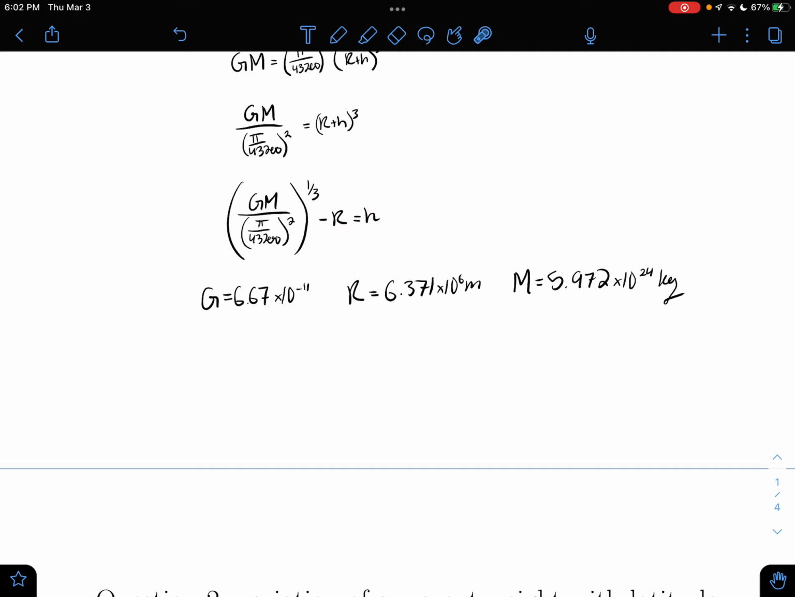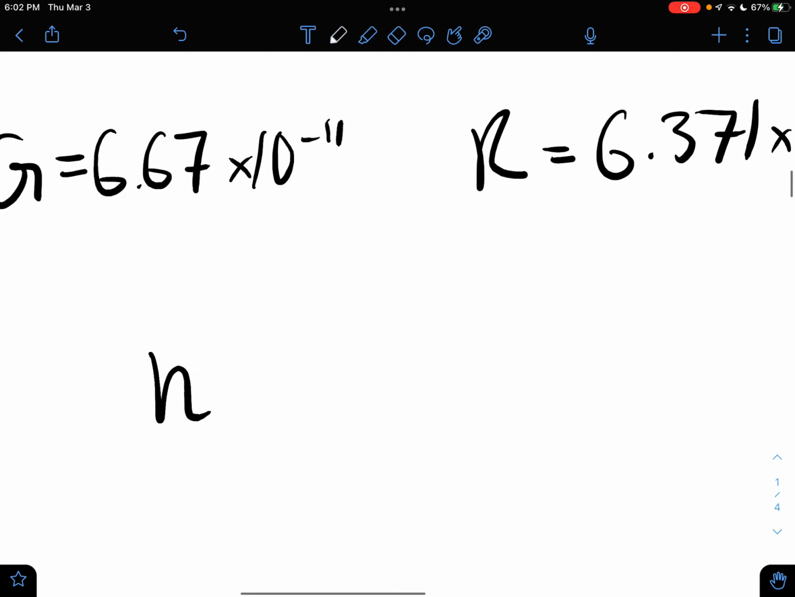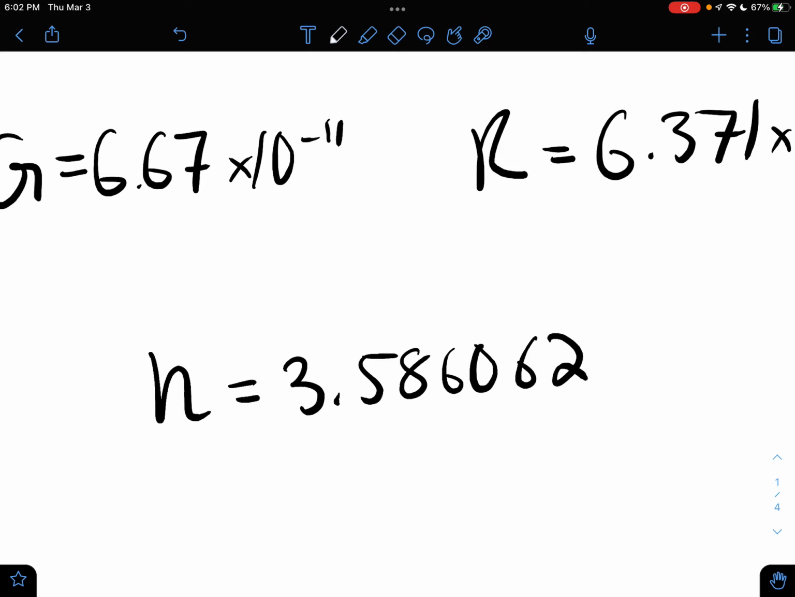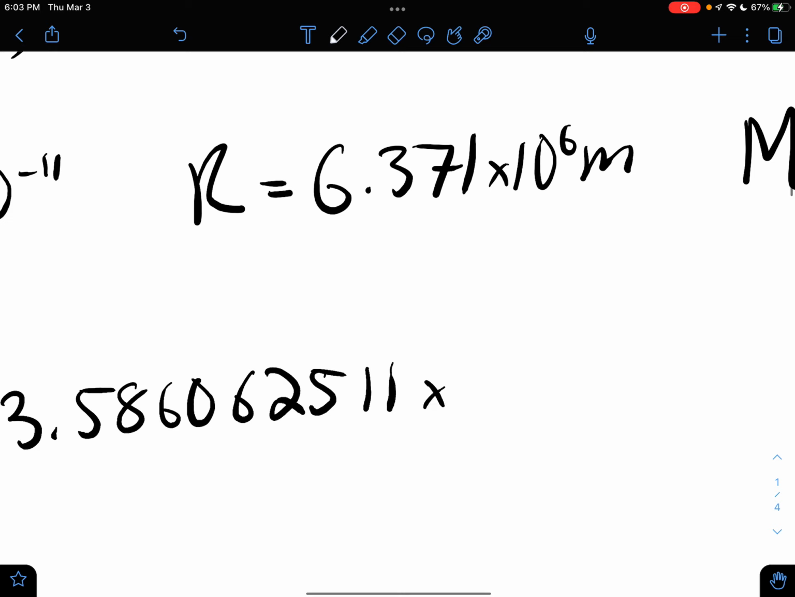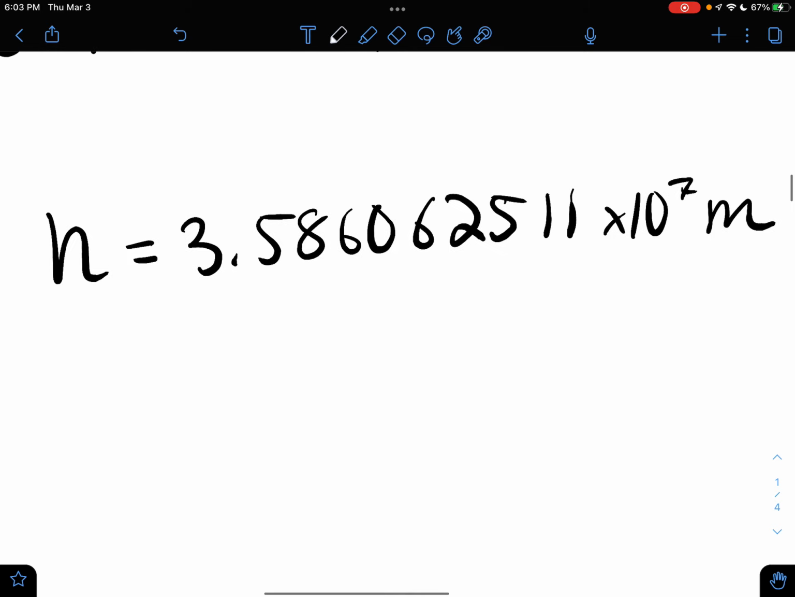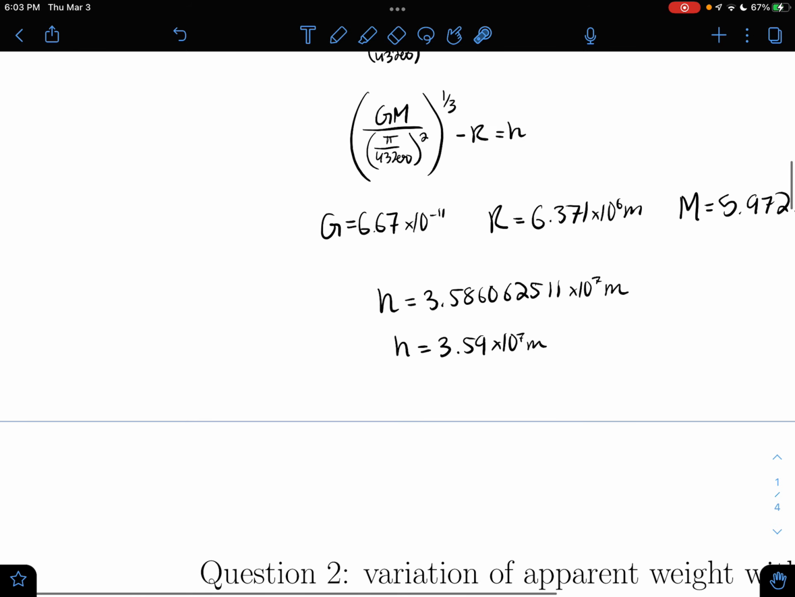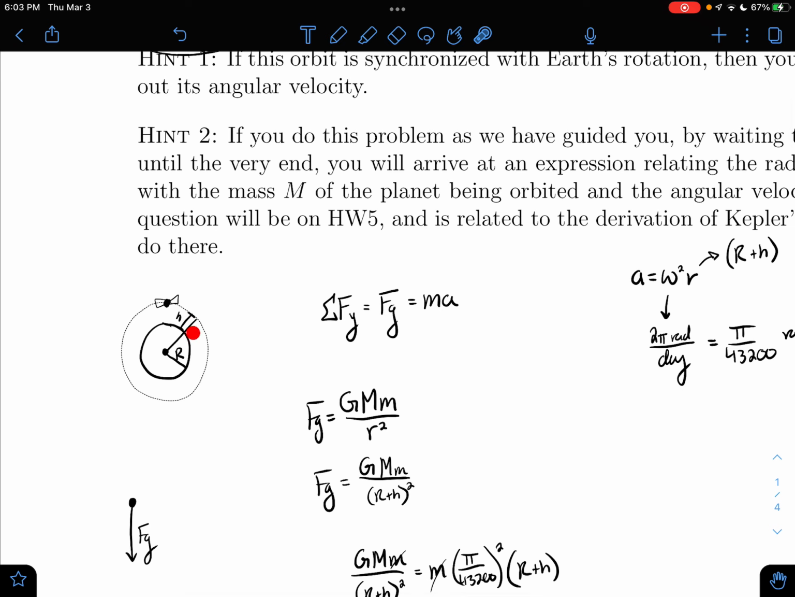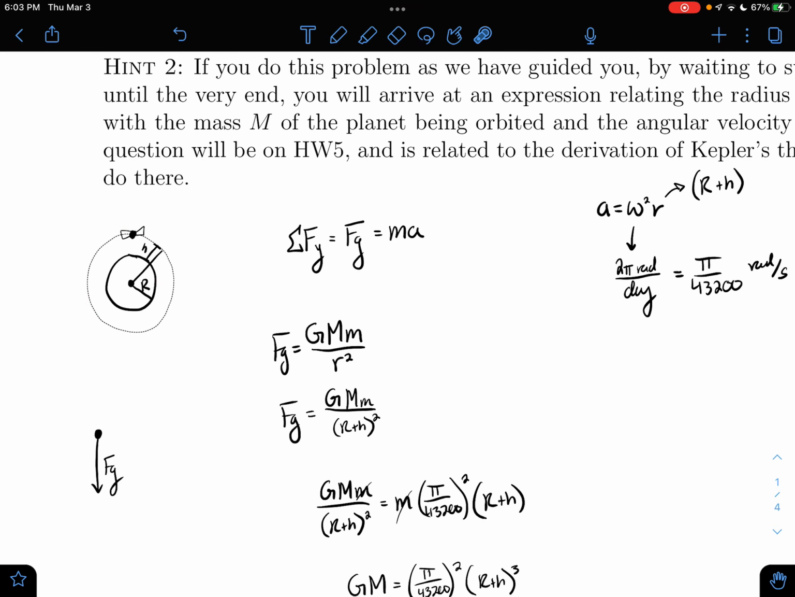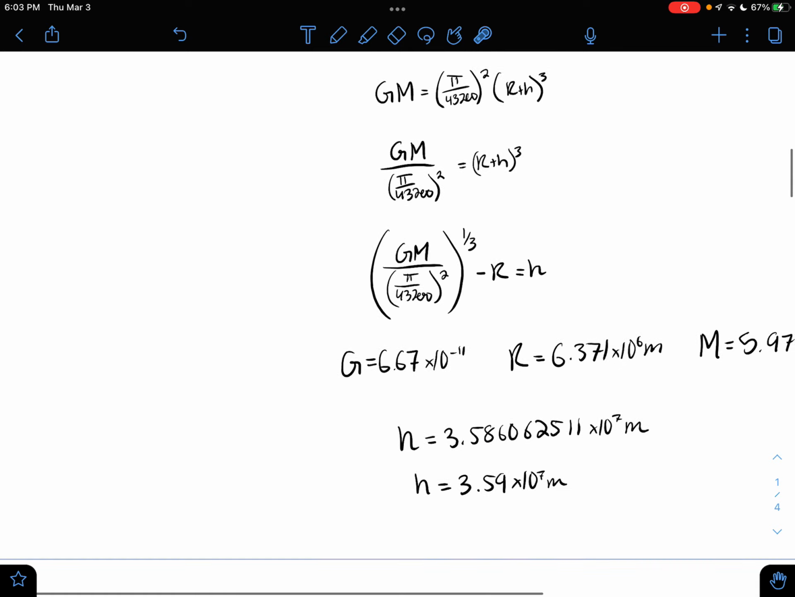Plugging all this in, punching it into a calculator, it's going to give us an h, or an altitude, of roughly 3.58606251 times 10 to the 7th meters, or, rounding for sig figs, 2.59 times 10 to the 7th meters. So that's how high above the surface of the Earth we would have to orbit for gravity to hold us in our circular motion. Cool.